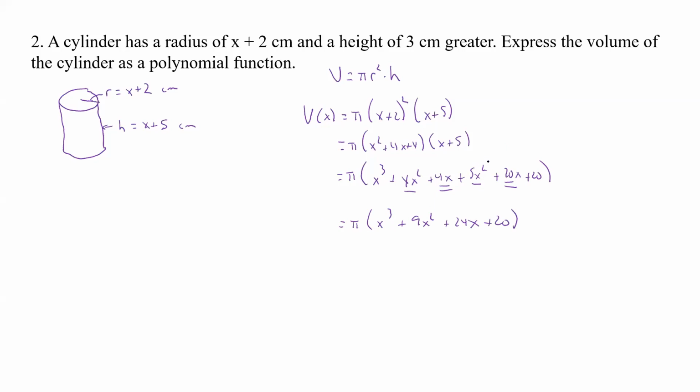And so let's see, what else do we have here? It looks like that's as simplified as we can get. And since pi is pi, we'll just leave it out front here so we don't have to have a pi times everything. And so when we're plugging it in our calculator, we don't have to do all that. And so that's going to be our V of x. And so that's the polynomial function for the volume of this cylinder, given that r is x plus 2 and the height is 3 centimeters larger. Any questions there?